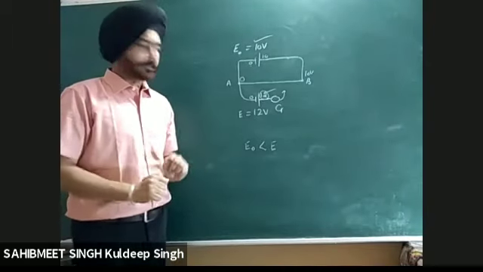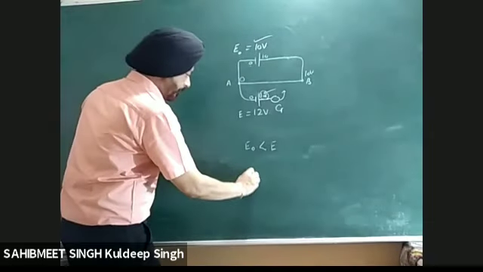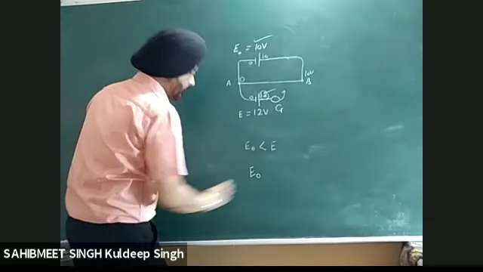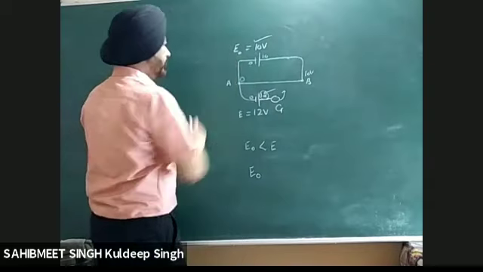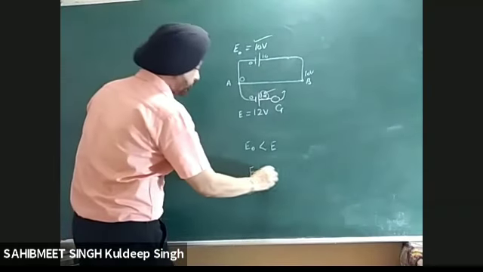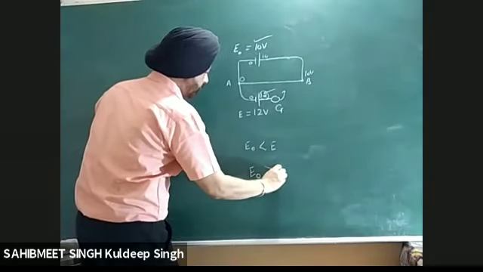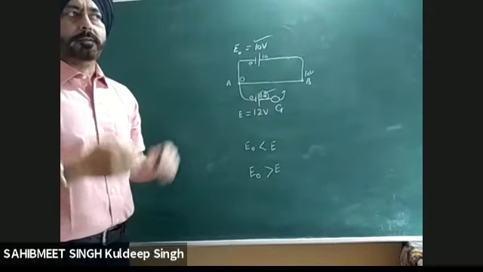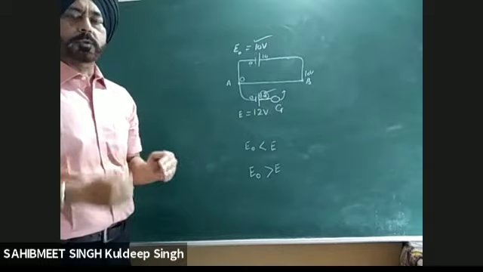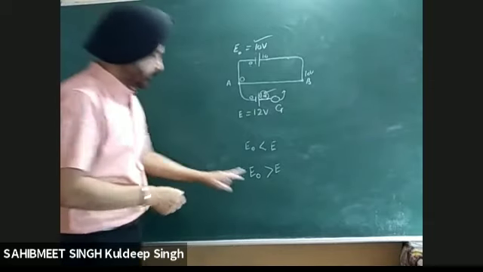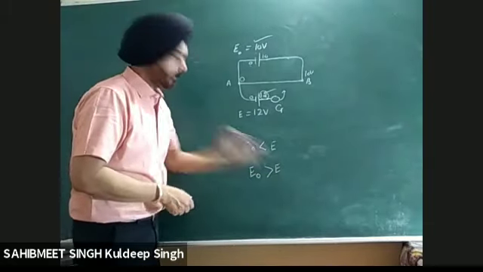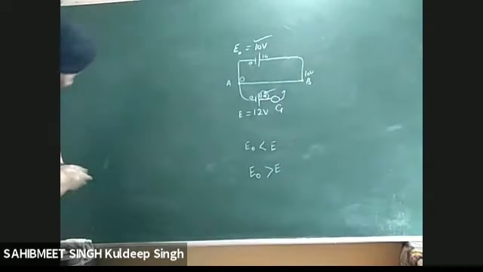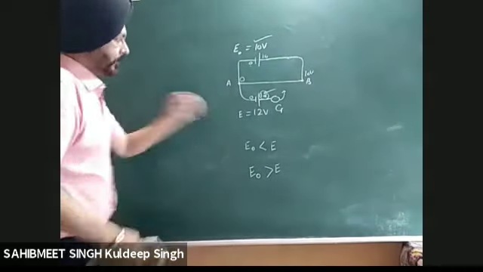So it means the condition is the EMF of the driving cell should be more than the EMF of the secondary cell whose EMF you are going to find out, or the cell to whom you want to balance. So E naught should be more than E. So this is a very important second point.